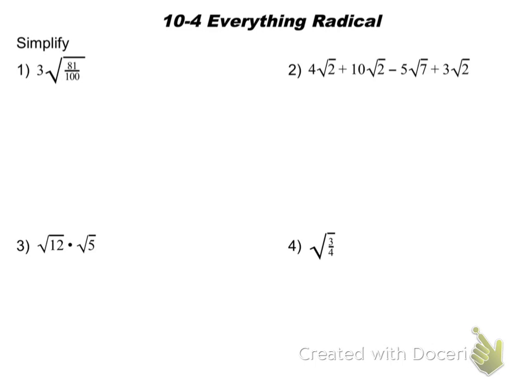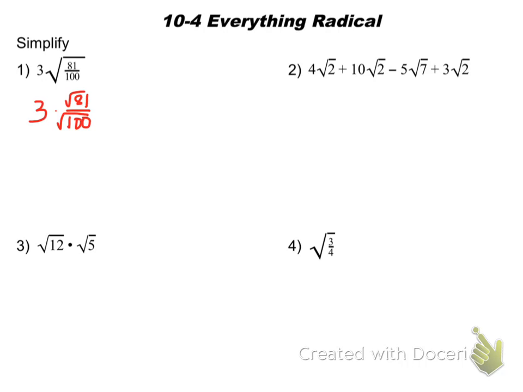All right, so we're continuing talking about radicals. This is everything. So some different views at radicals and how that works for each one of these. You'll notice the first one, you have a fraction inside of your square root or your radical. So this ends up being 3 times the square root of 81 over the square root of 100.